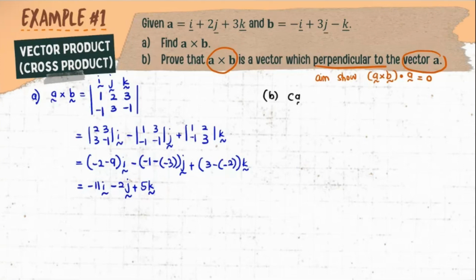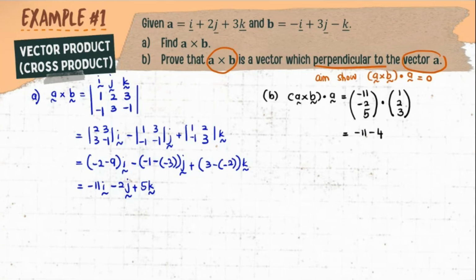Start dengan A cross B dot A is equals to, okay, dotkan A cross B. A cross B adalah negatif 11, minus 2, 5, dot with vector A. Vector A adalah 1, 2, 3, equals to negatif 11 minus 4 minus 15. So ini ingat lagi, negatif 11 darab 1 tambah negatif 2 darab 2 tambah 5 darab 3.